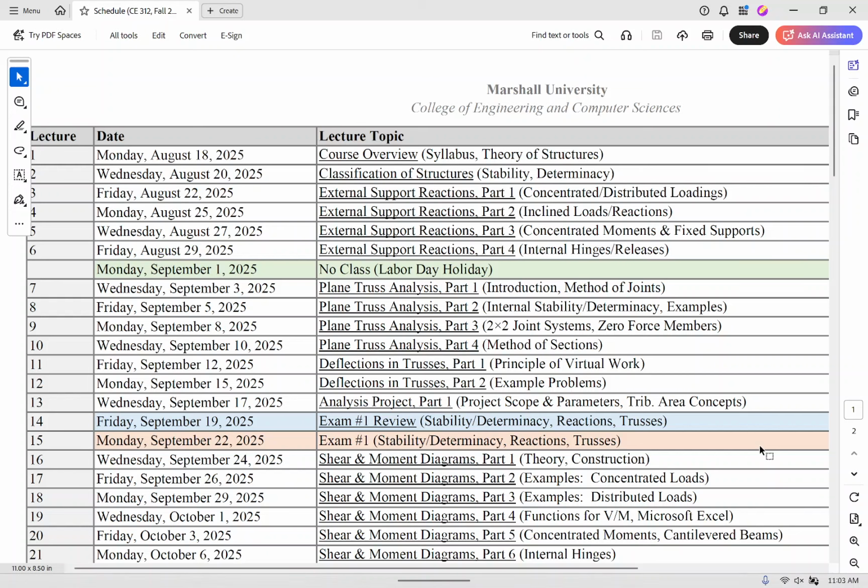Then that Wednesday, I'm going to introduce the analysis project for the class, and we'll have a day discussing that. We'll review for the exam on Friday, and we have our celebration of learning Monday, September 22nd. I'm telling you this now so that it's not a surprise.